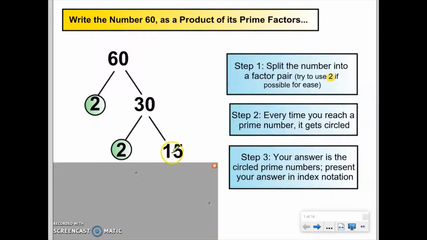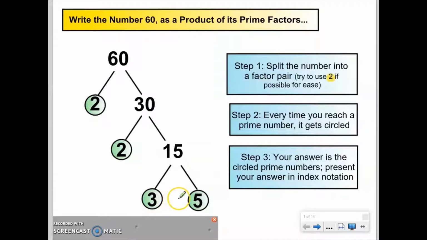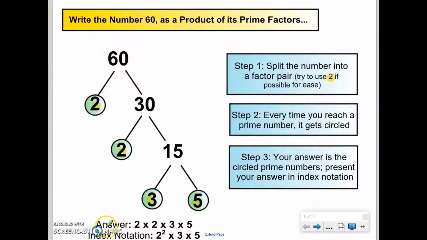Then I'm going to repeat the process again. I'm going to look at the 15 and split it into two factors. This time it's not even, so I can't use the number 2, but I can split it into the factors 3 and 5, because 3 times 5 gives me 15. Now I can't go any further because all the numbers I'm left with are circled. So this is going to be my answer. 2 times 2 times 3 times 5 is the answer to presenting 60 as a product of its prime factors.